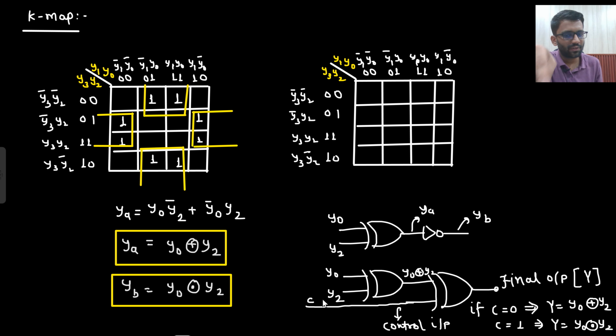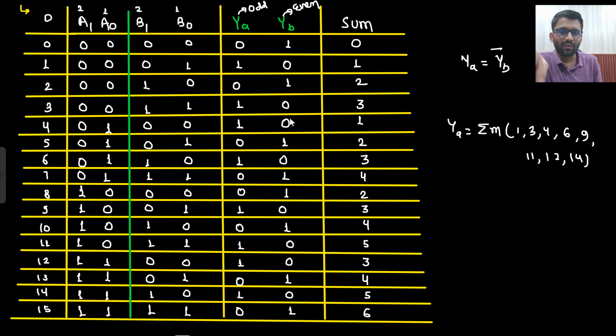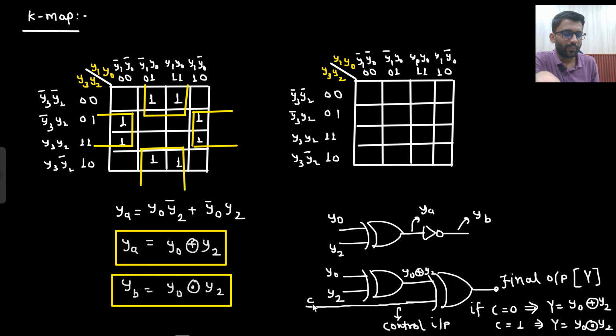sir, if you put C equals to 0, then your output will show that your sum is odd, right? And if you put C equals to 1, then your output will show that the sum is even. This is what you can tell to your user. That, sir, there are 3 inputs, Y0, Y2, and C is the control bit.